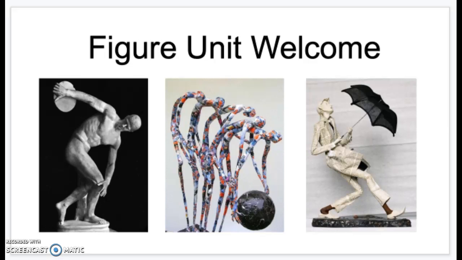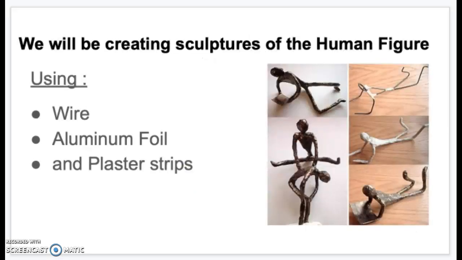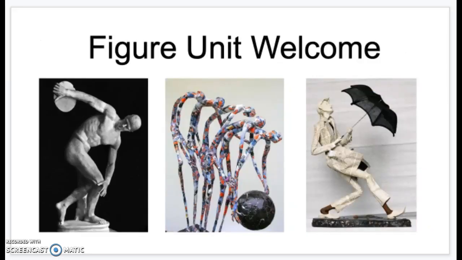So I'm really excited about this next unit that you guys are going to be working on in sculpture. We're going to be working with the human figure and creating sculptures out of wire and aluminum foil and plaster strips. And we're really trying to create a lot of energy and meaning and an awesome composition with these sculptures.